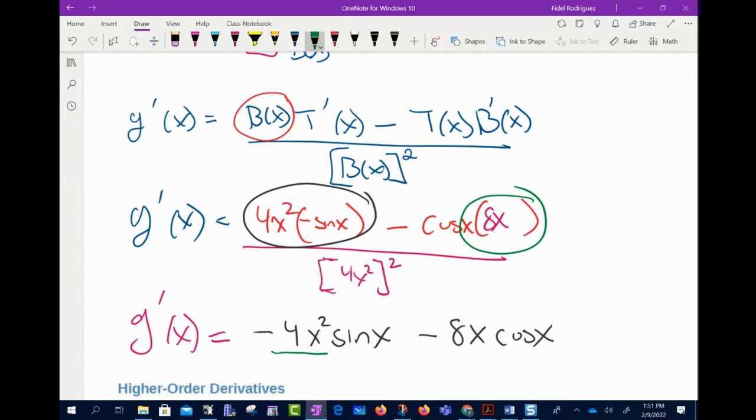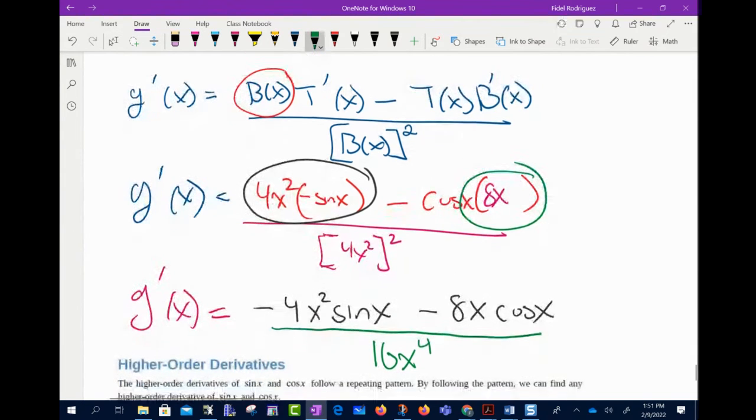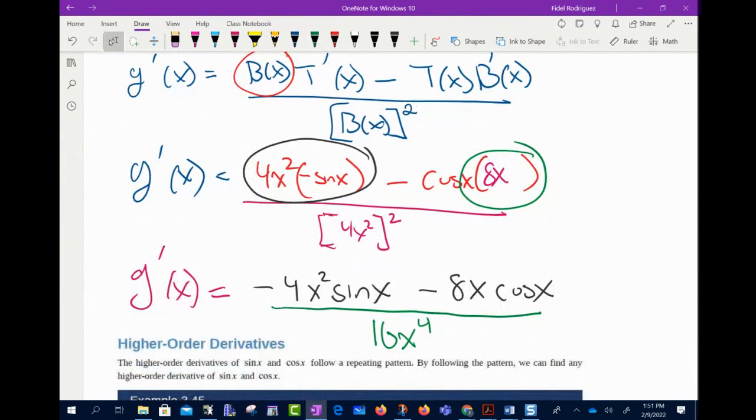Okay. Last step. How can we rewrite the bottom part? What's 4x squared squared? So what's 4 squared? 16, good. X to what power? There you go. And then you got it.